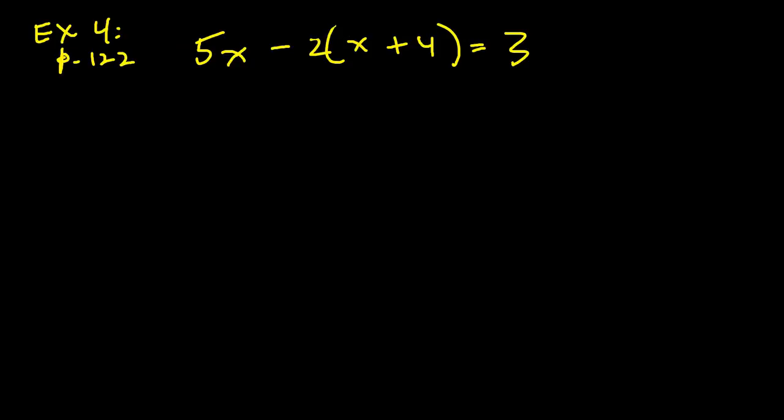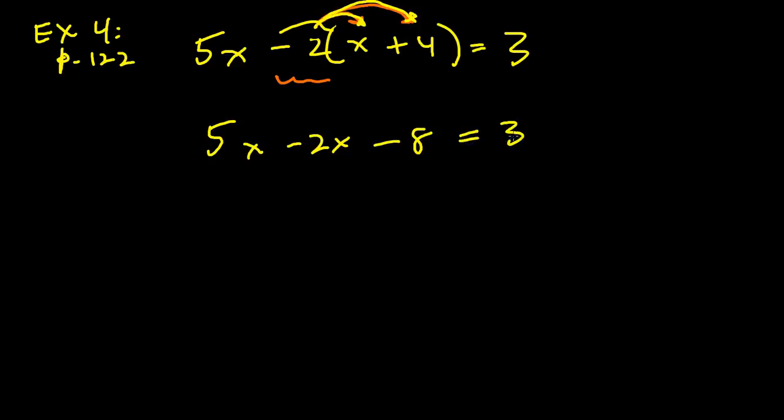I'm going to perform my distributive law, multiply both of these items by negative 2. That's the factor sitting out in front here. So that'll be my first step. 5x minus 2 times x is negative 2x, and then minus 2 times positive 4 gives me a negative 8. Be sure to carry that negative factor through.